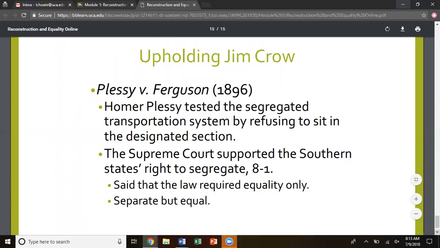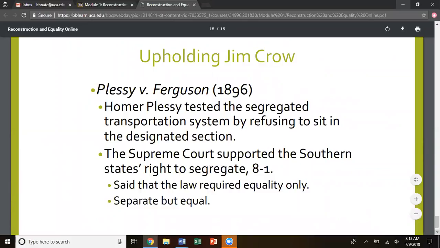Once he's arrested, he will have his lawyers push his case all the way to the Supreme Court, hoping that the Supreme Court will look at these segregation laws, these Jim Crow laws, and say they're unconstitutional and overturn the Jim Crow system in the South. But when the Supreme Court sees this case, they vote to uphold segregation by an 8-to-1 vote. The reason for that is they say that the law only requires equality. It does not require togetherness. And so if people are separate but equal, then that is acceptable by law.